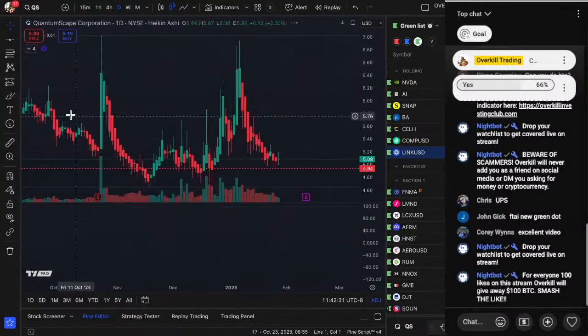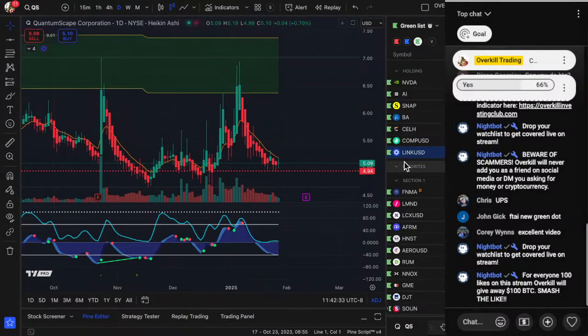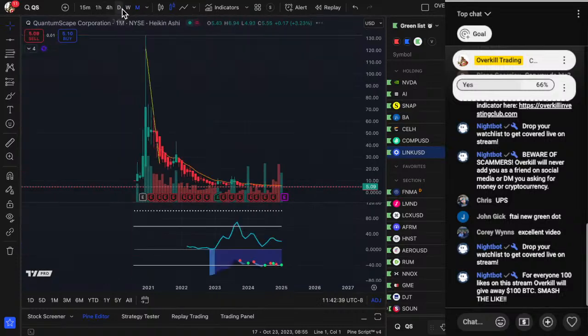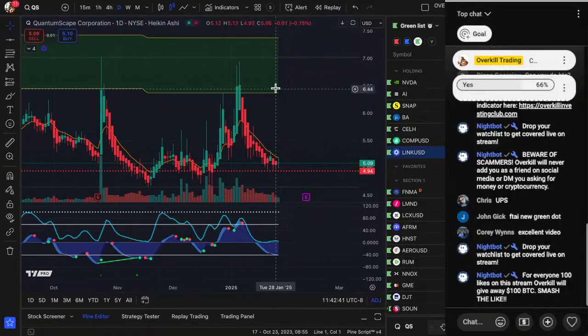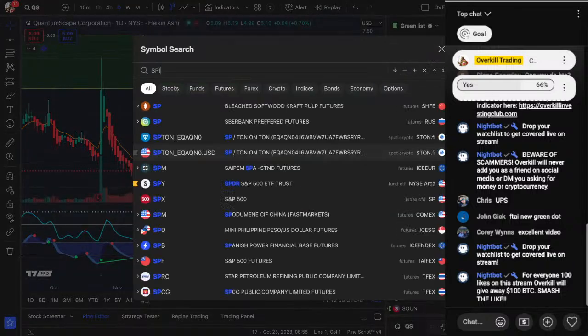What was the news? Okay, but QS looks like it's trying to bounce here off of $5. I like that one. And again, that one has the monthly green too. So those quantum computing stocks are very interesting. It was back up here at looks like $7 not too long ago. Can you do QS? Anything else? SPI? Absolutely.